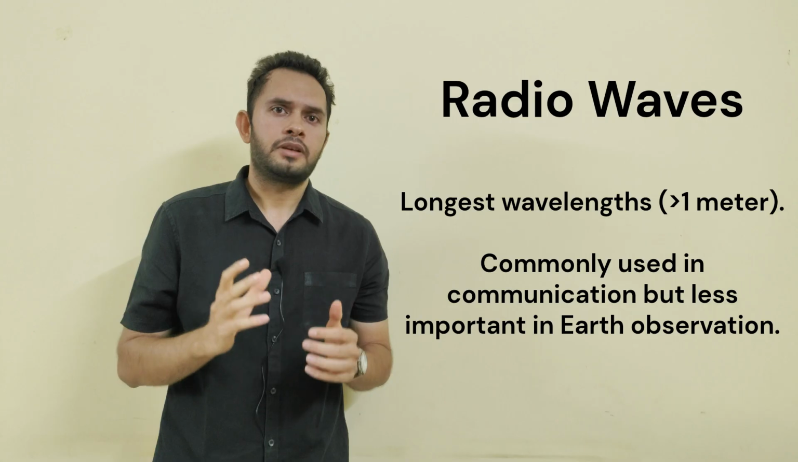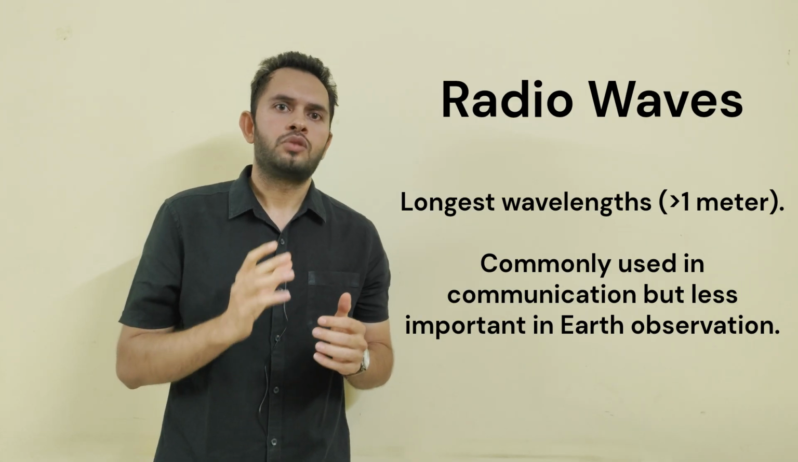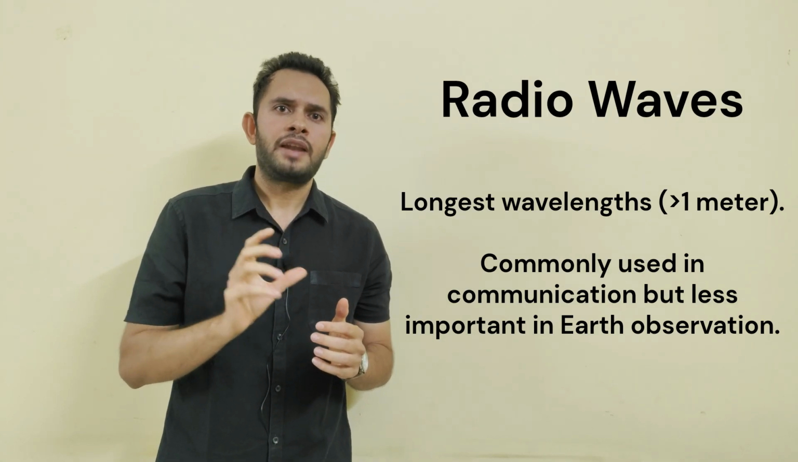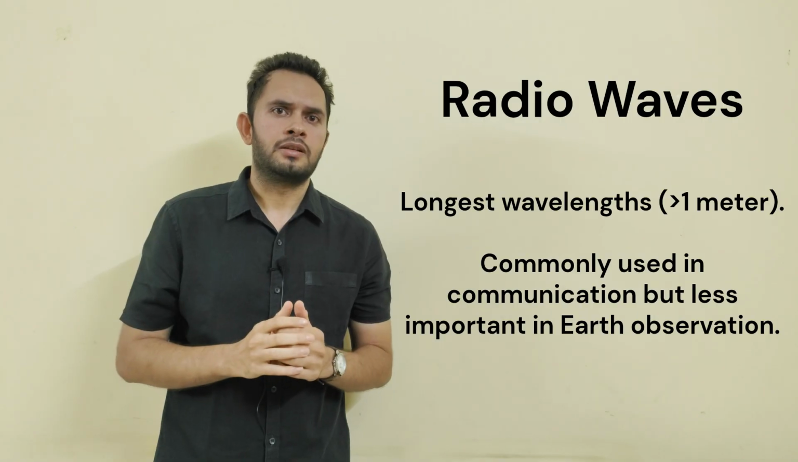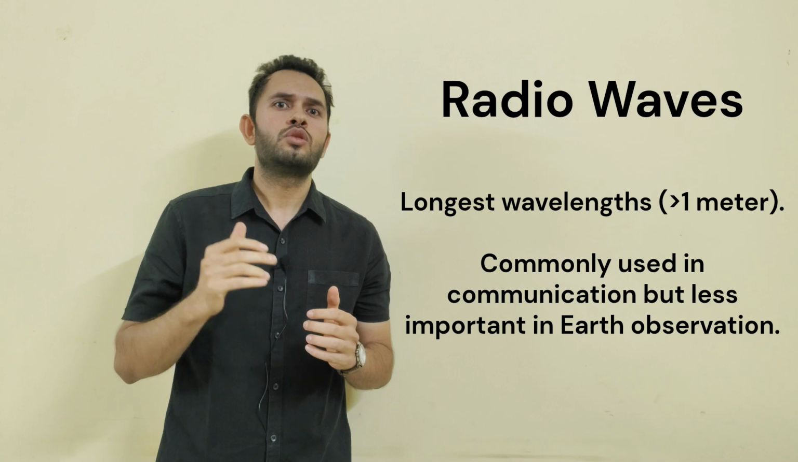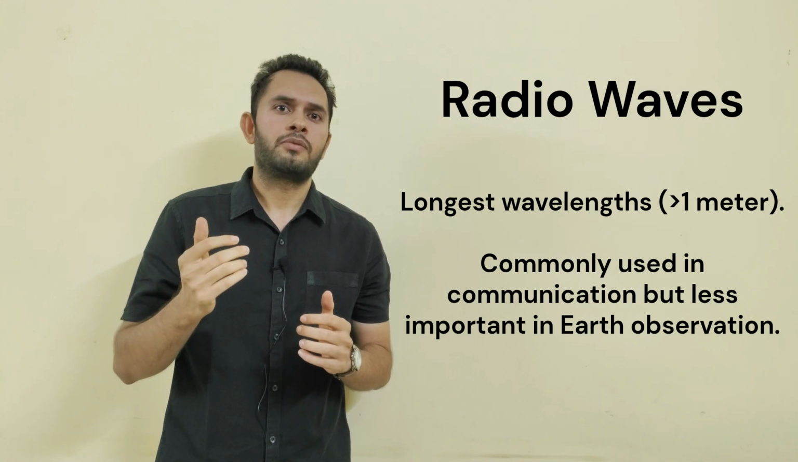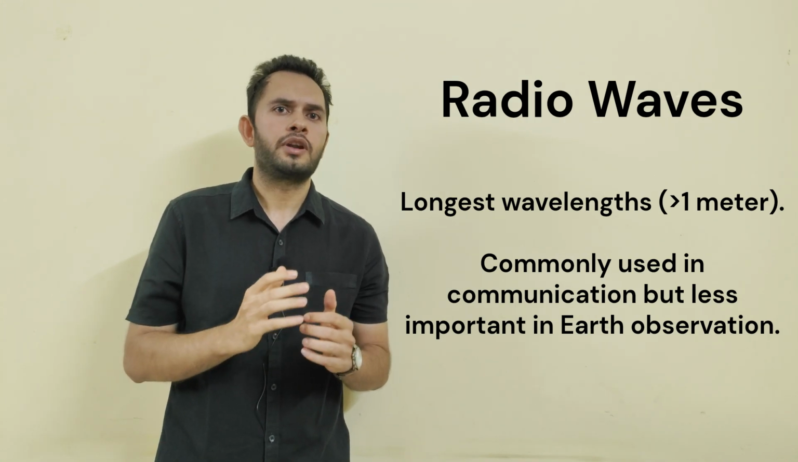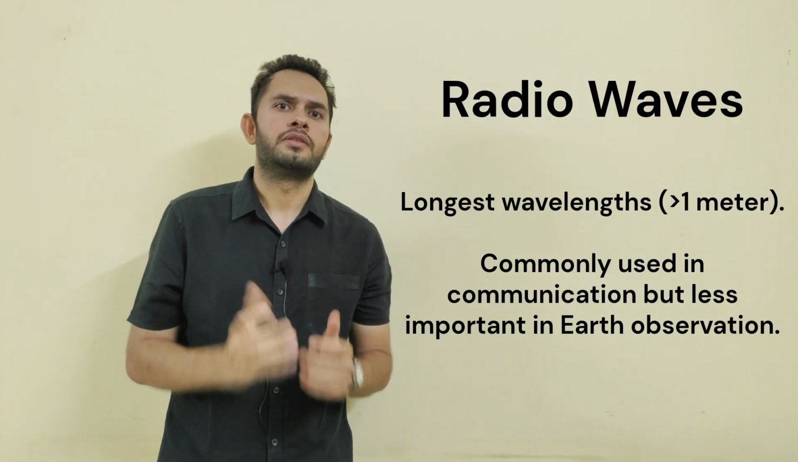The seventh region in the electromagnetic spectrum is radio waves. Radio waves have wavelength higher than 1 meter. These radio waves are not used for remote sensing, but one of the important applications of radio waves is telecommunication.